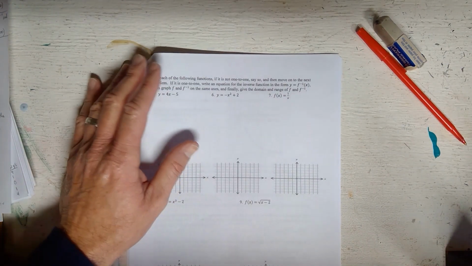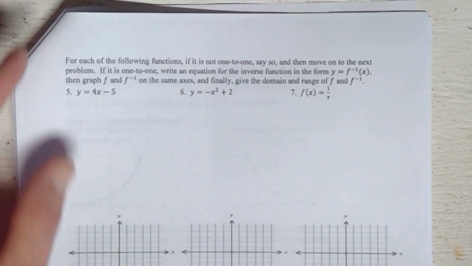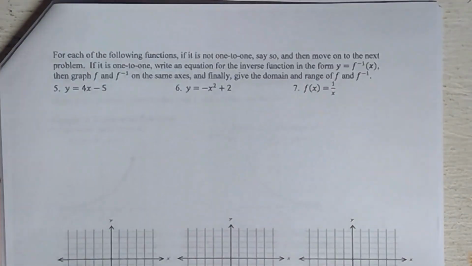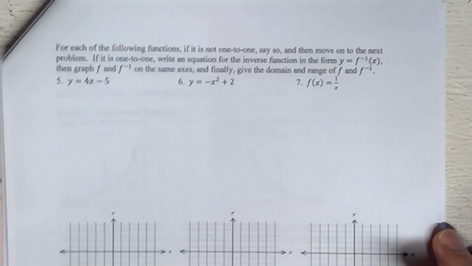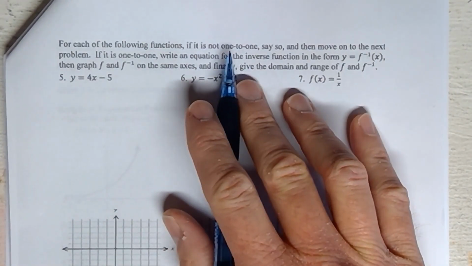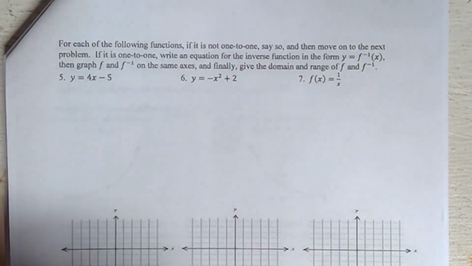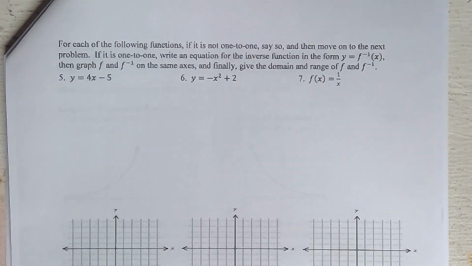Okay, flipping over to the back side of the 4.1 worksheet now, you can see it gives us 5 problems here. It gives us 5 functions. And it asks multiple questions here. It says, for each of the following functions, if it is not one-to-one, say so, and then move on to the next problem. So if it's not one-to-one, then all you've got to do is just say that. One of these 5 problems is like that.